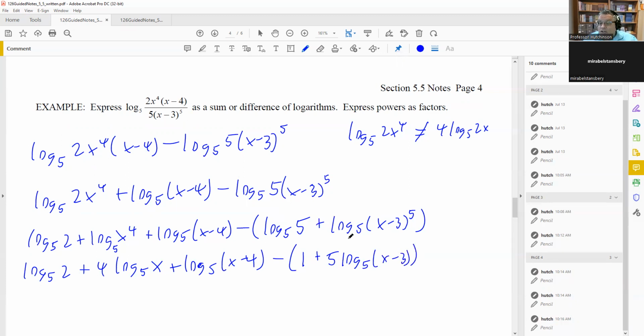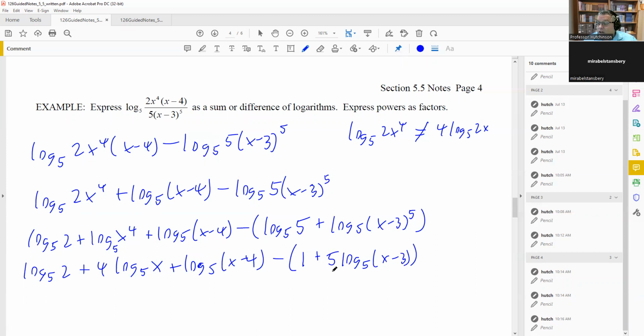I can either leave my answer like that, or if you want to distribute the negative and make it -1 and -5 log 5, you can go ahead and do that as well. So either one of these, either way, it's fine. But this is probably the most complicated of this type of problem you're going to get, because we have a bunch of different properties that are going on there. We have to be careful with parentheses and things like that.